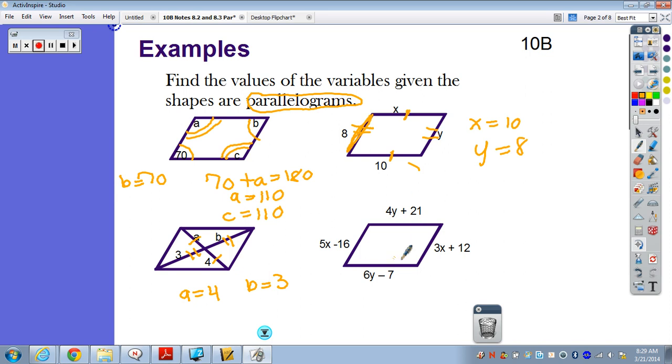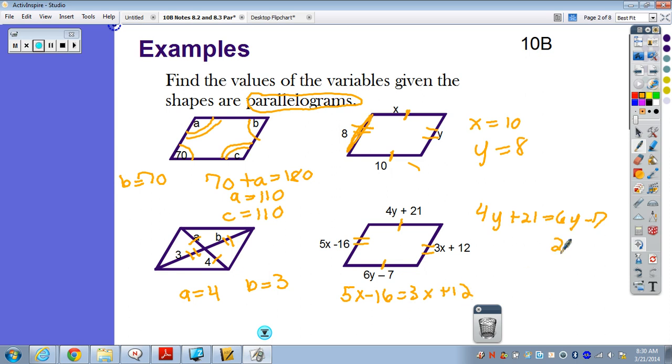And then a little bit more complicated questions. These are more likely what you're going to see. We're given expressions to represent sides, so we have to make an equation and then solve for X. So in this case we have sides. If I mark it, I know opposite sides are congruent, so I'm going to set them equal to each other. I'm going to set 4y plus 21 equal to 6y minus 7. And then I'm going to set 5x minus 16 equal to 3x plus 12 because opposite sides are equal.